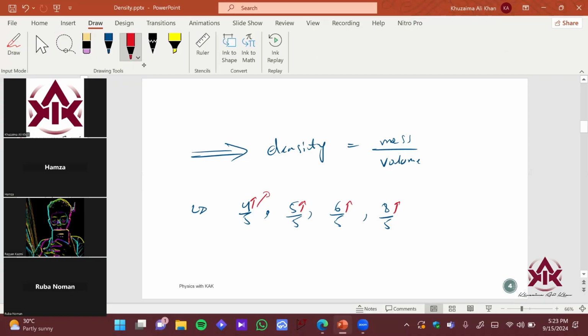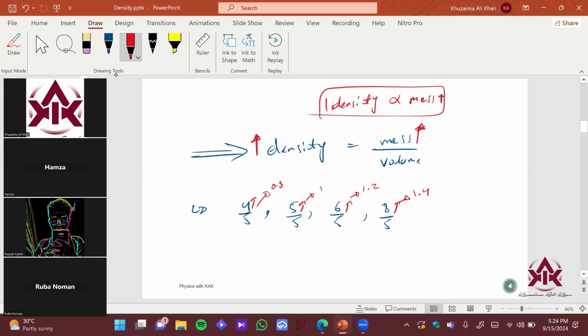This is basically 0.8 in decimal. This is 1. This is 1.2. And this is 1.4, right? Make sense? Sorry, 5 times 6 is 30, 5 times 4 is 20, so it is 1.4. You can see that if I increase the numerator, so what is happening over here? If I increase the mass, the density is also increasing, right? Why? Because the formula says that density is directly proportional to mass. So if I increase the mass, the density shall also increase, right?